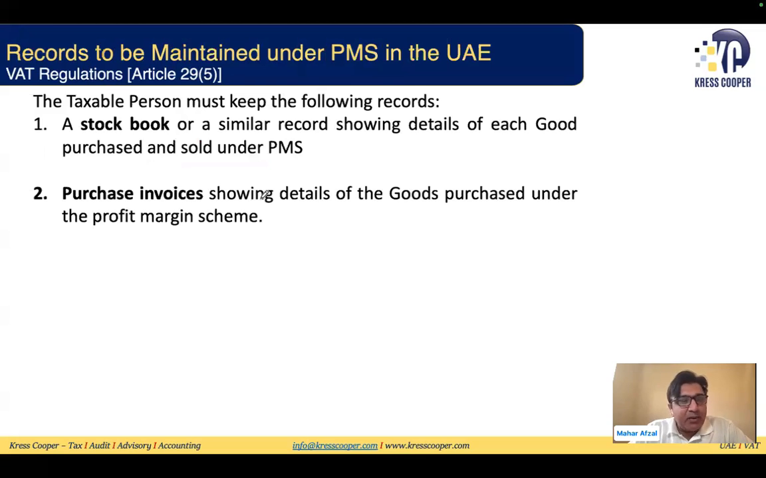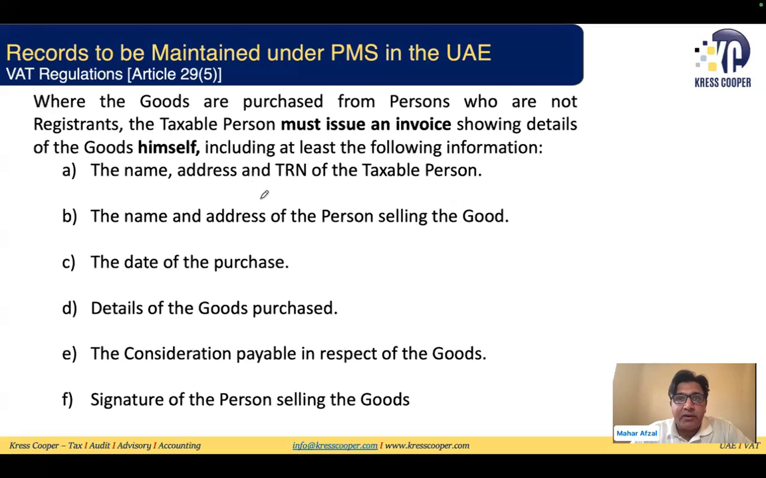Records to be maintained under the profit margin scheme. Which records do you need to maintain under the profit margin scheme? Stock book. A similar record showing details of each goods purchased and sold under the profit margin scheme. Very simple, basic thing. Purchase invoices. This is important. If your supplier, or the person from whom you are buying the goods, is a VAT unregistered party, then the law says you need to issue a tax invoice on their behalf. And what are the requirements? We're discussing that in the next slide.